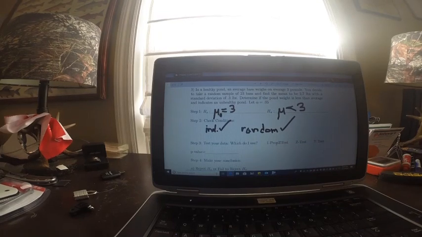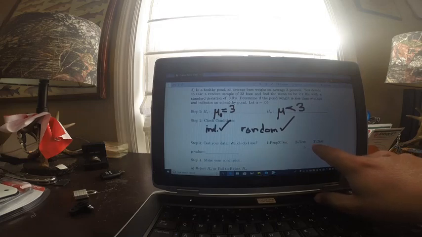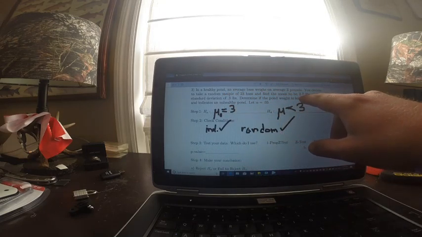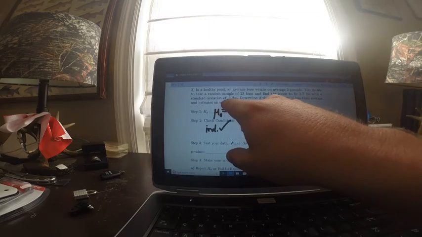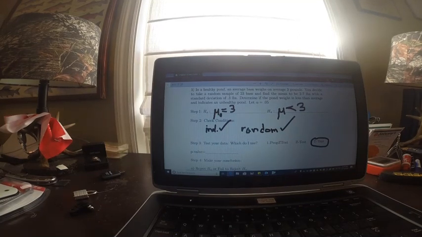Which do I use? Do I use a one proportion z-test? No, because this isn't a proportion. It has a mean. So we're going to use either a z-test or a t-test. If I'm looking at it, I've only sampled 23 bass, so that starts to point towards a t-test. In the random sample of 23 bass, we found the mean to be 2.7 and a standard deviation of 0.3. It doesn't say what the population standard deviation is, so that tells us we're going to have to use the sample standard deviation and therefore use a t-test.